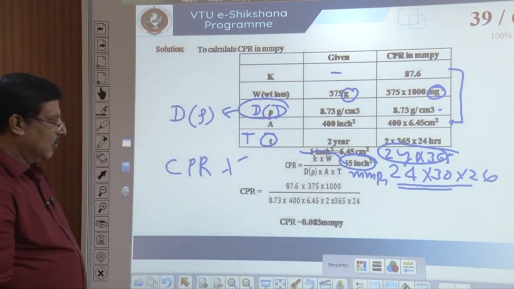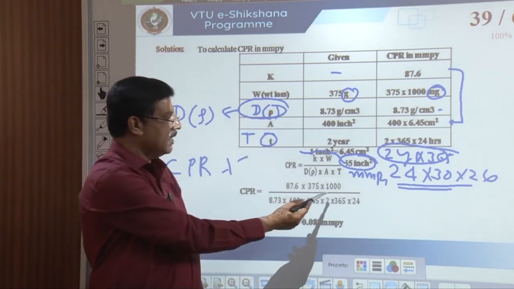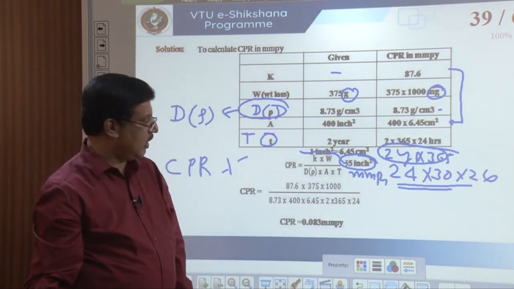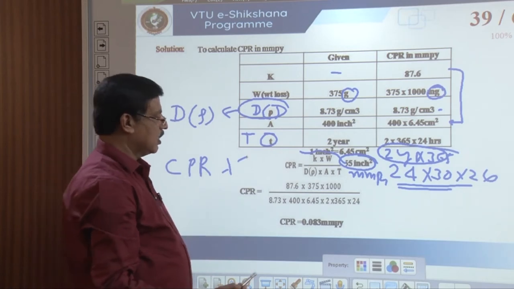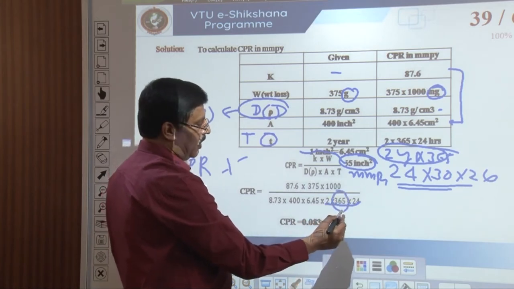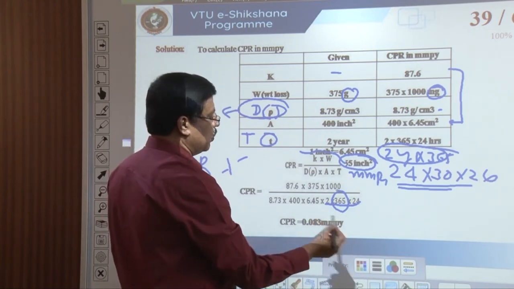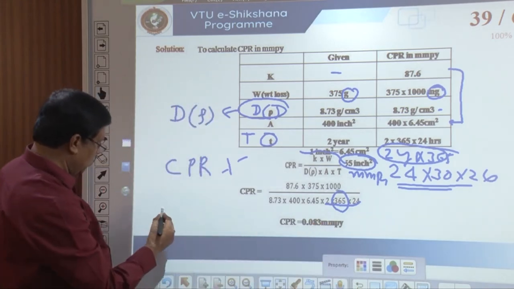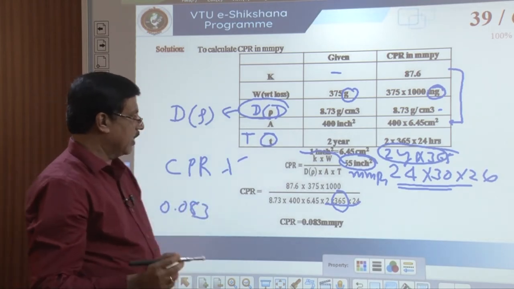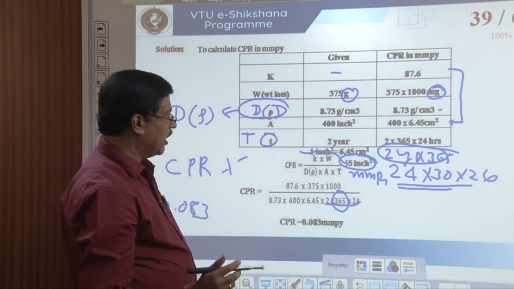So substitute the value 87.6, the constant value, and 375 into 1000 over 8.73 into 400 into 6.45 into 2 into 365 into 24. I told you already even if you write 12 months into 30 we will not deduct marks instead of 2 into 365. So now you got the value 0.083 millimeter per year.